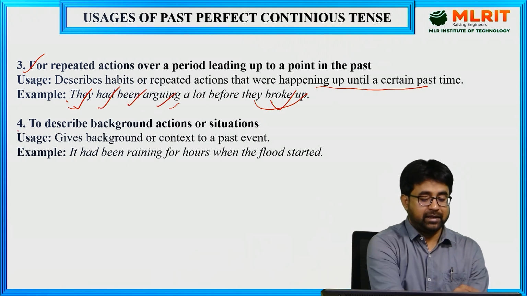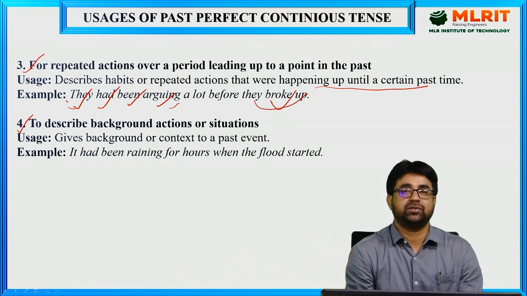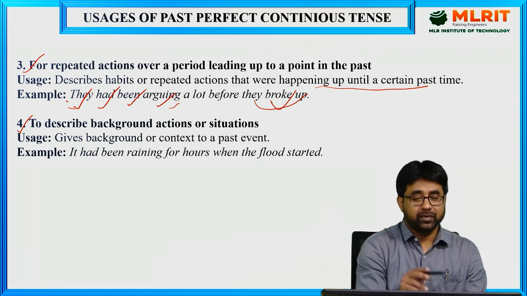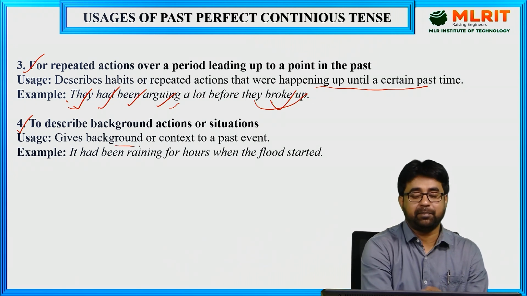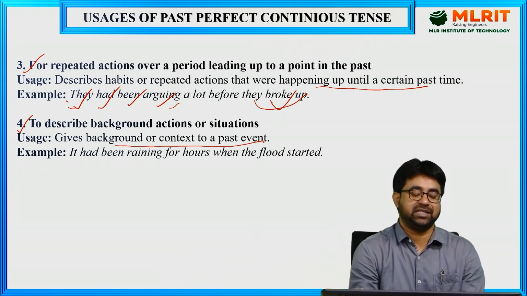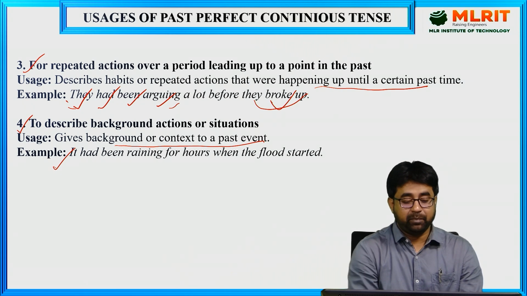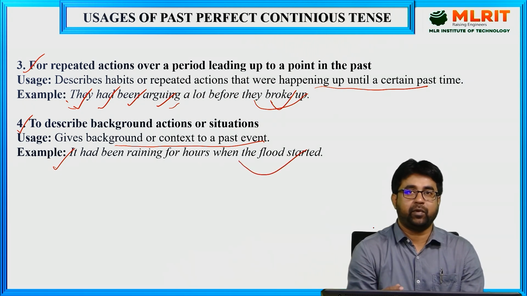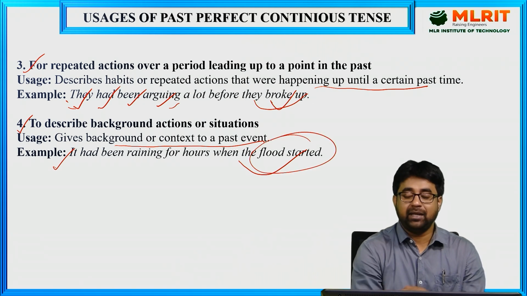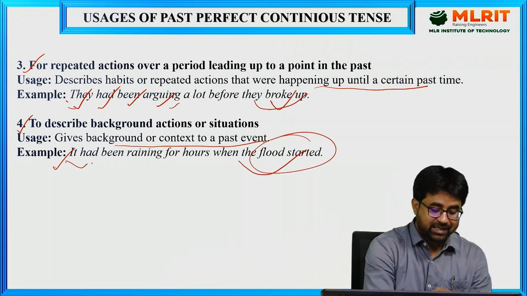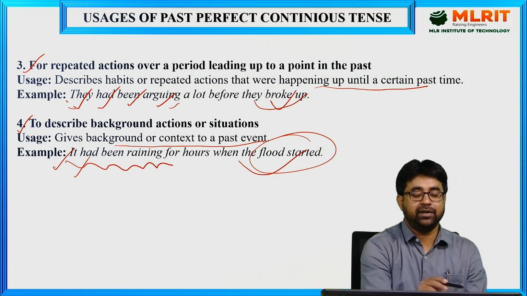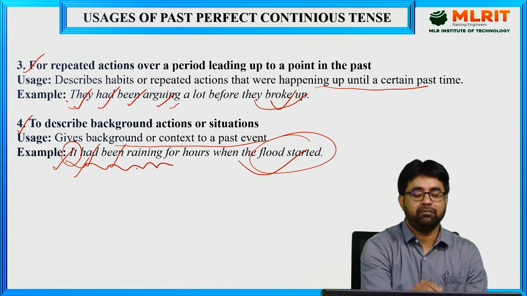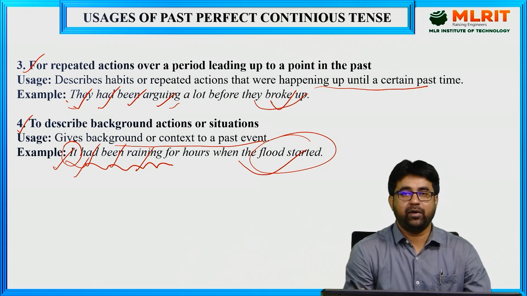Fine. The next one, to describe background actions or situations. When we talk about background actions or situations also, we use this past perfect continuous tense. It gives a background or context to a past event. See here: it had been raining for hours when the flood started. It is giving background information. What background information? Why the flood started. Why? Because it had been raining. So see here which tense I am using: past perfect continuous. Subject had been plus V4. Fine. I hope it's clear.